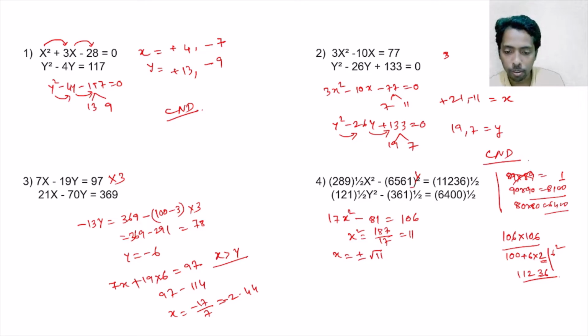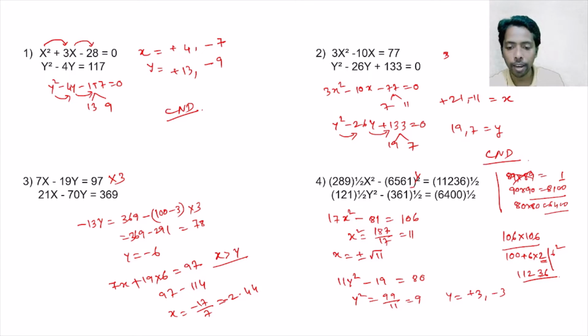Now moving to the next, y. 11 y square minus 19 equals 80. So y square equals 99 by 11, which is 9. So the value of y is plus 3 and minus 3.